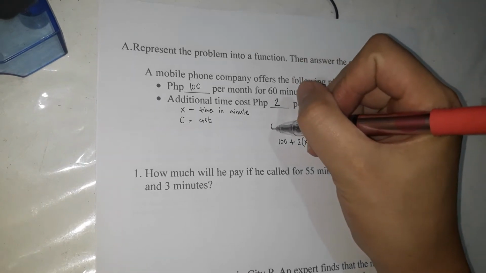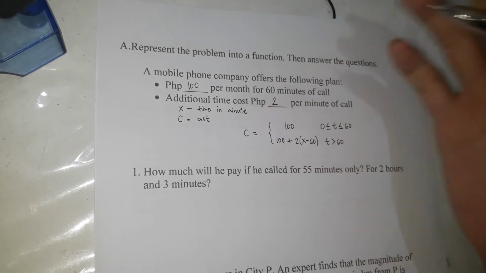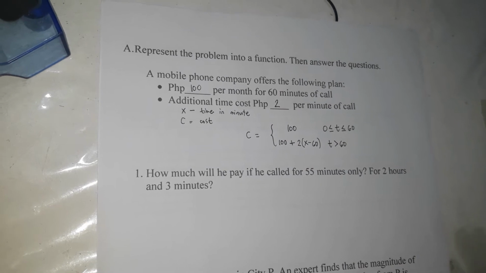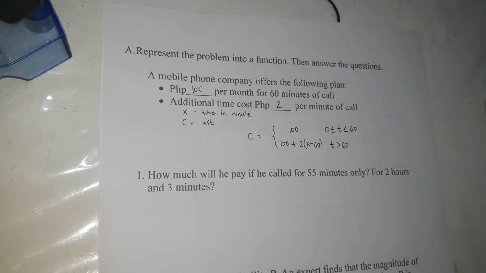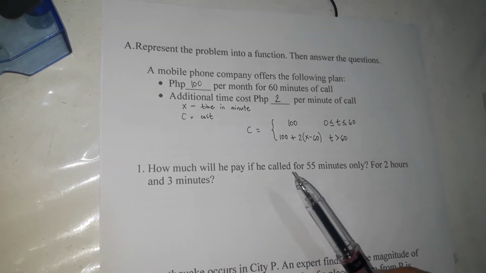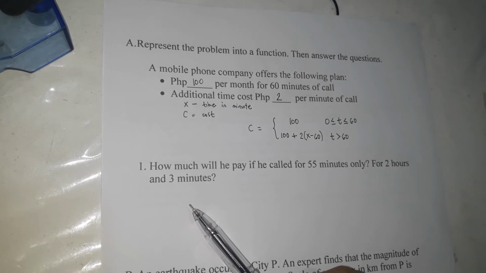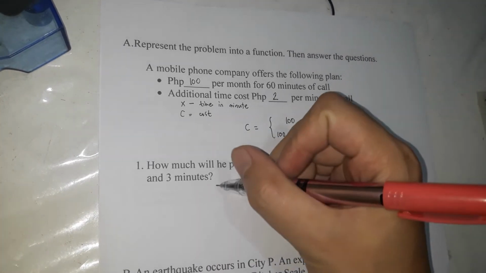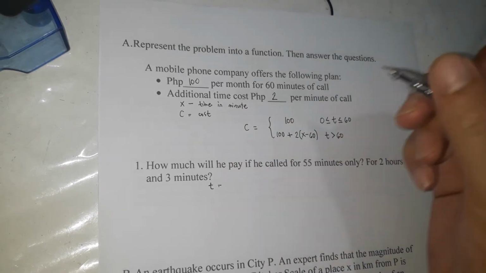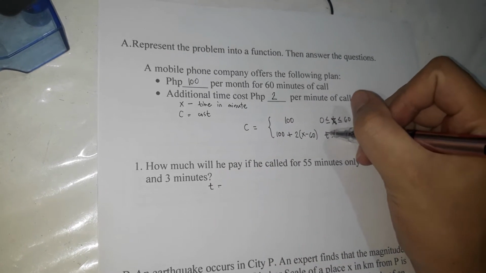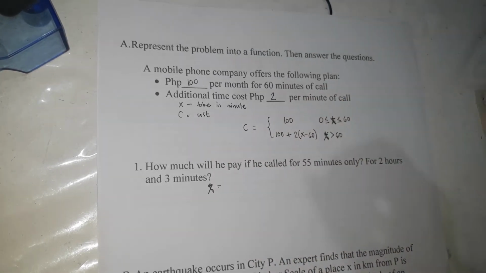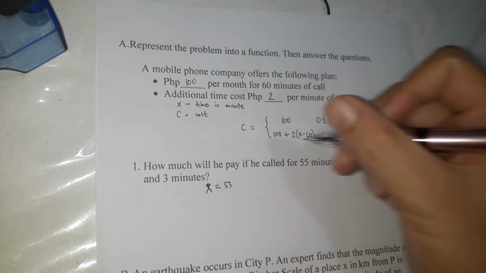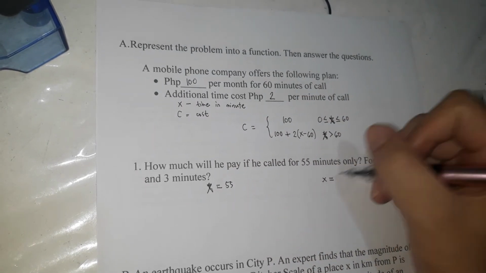Next, this is a function. This is a piecewise function, which tells us that there are two situations. There are two functions depending on the interval. So the first problem is, how much will he pay if he called for 55 minutes only, or for 2 hours and 3 minutes? So there are two given values for x. One x is 55 minutes, while the other x is for 2 hours and 3 minutes.